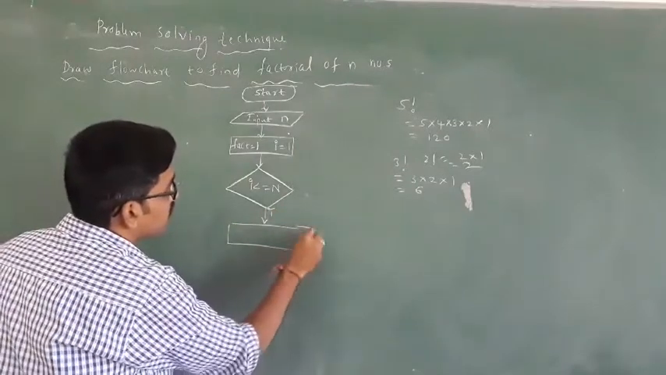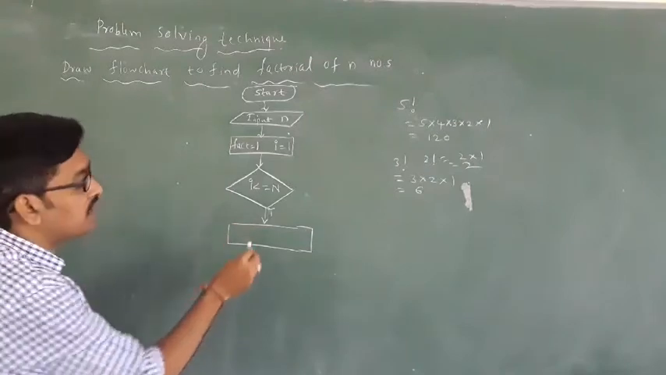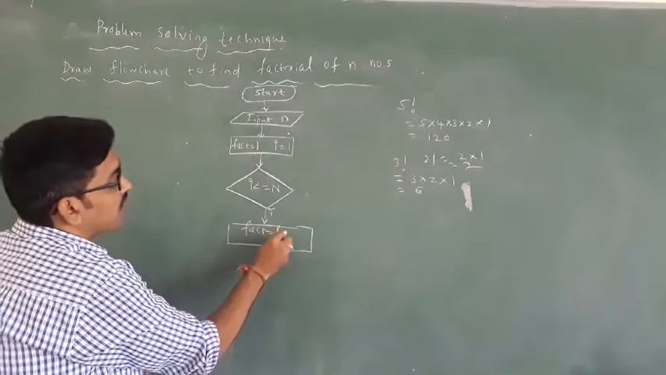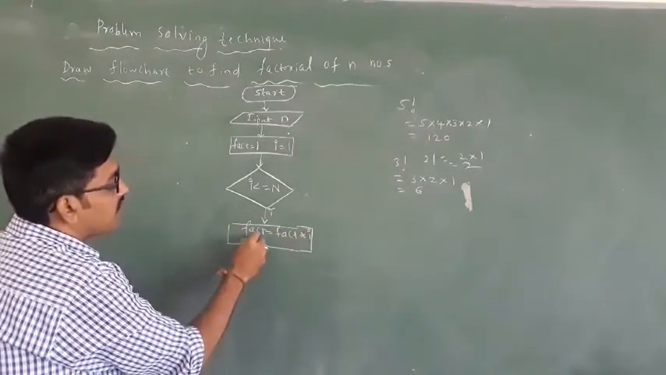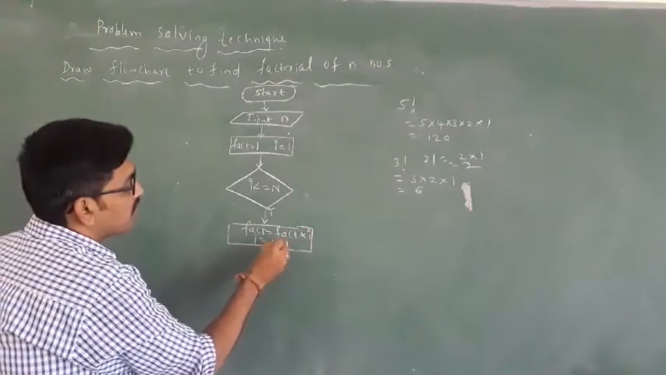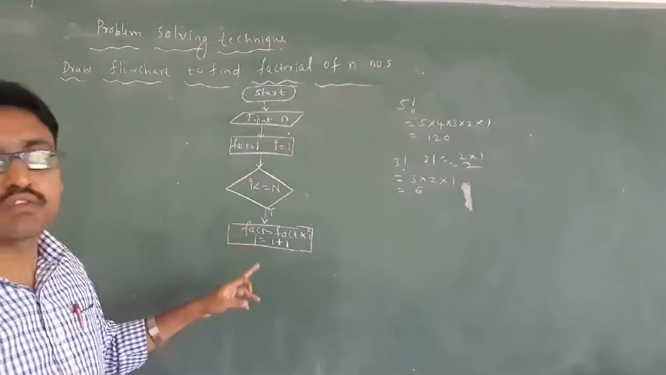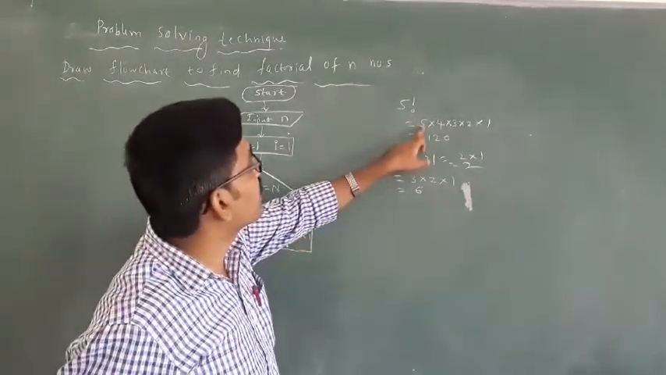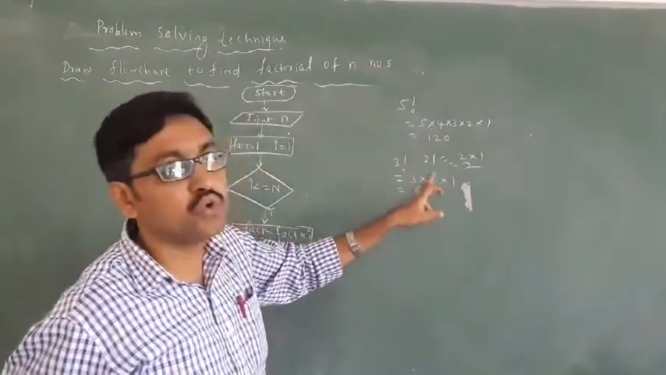For the formula you have to use a rectangle. This is the factorial formula I am writing. You have to remember this: fact equal to fact star I. Then I equal to I plus 1. This is for increment purpose. These two formulas you have to remember: fact equal to fact star I.